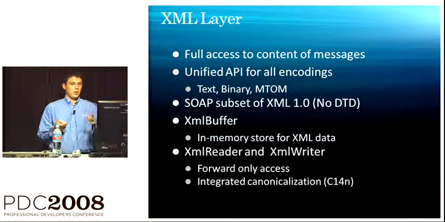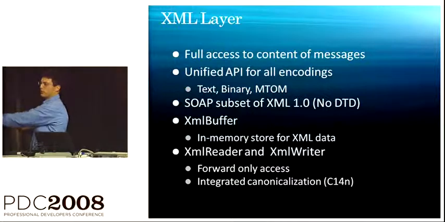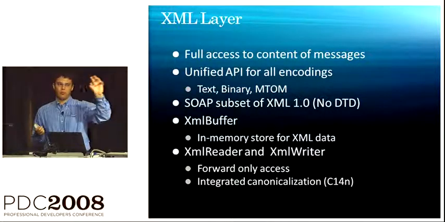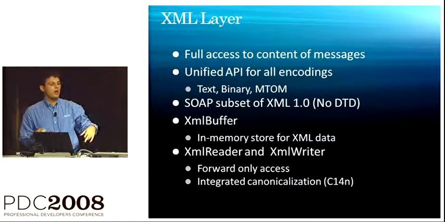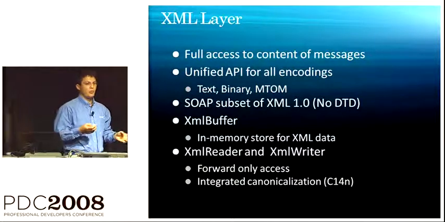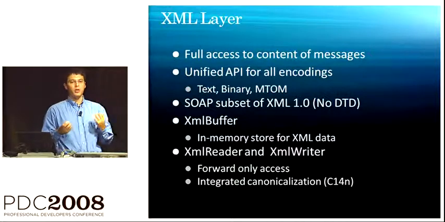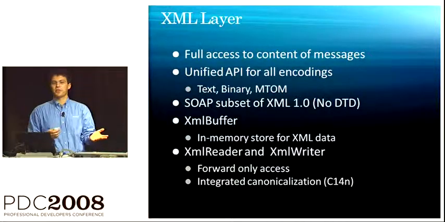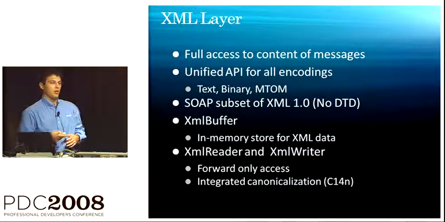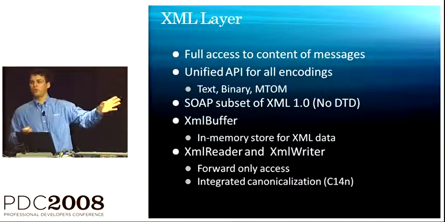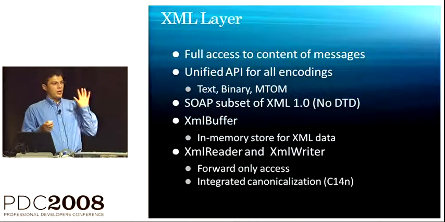And they're forward access only, so they go through the XML data and you can get one element, then another element, then another element, and they have integrated canonicalization. That's helpful for the scenarios when you do, for example, XML signature. So we actually got one internal customer who was primarily interested in integrated canonicalization support for that. And they were able to achieve their performance goals just because they were using these APIs.